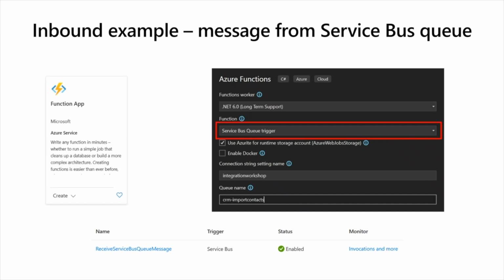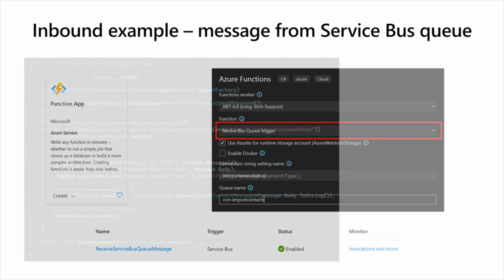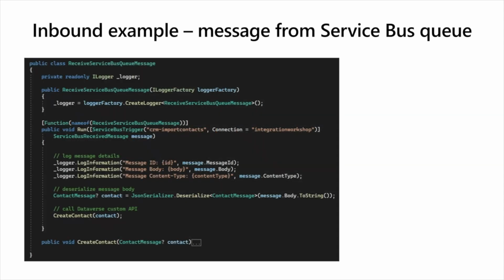After publishing, we'll be able to see the new function in the function app. The function code is implemented as a C# class, which will initialize the bindings to the Service Bus trigger, provide access to the message parameter, and expose an interface for logging.